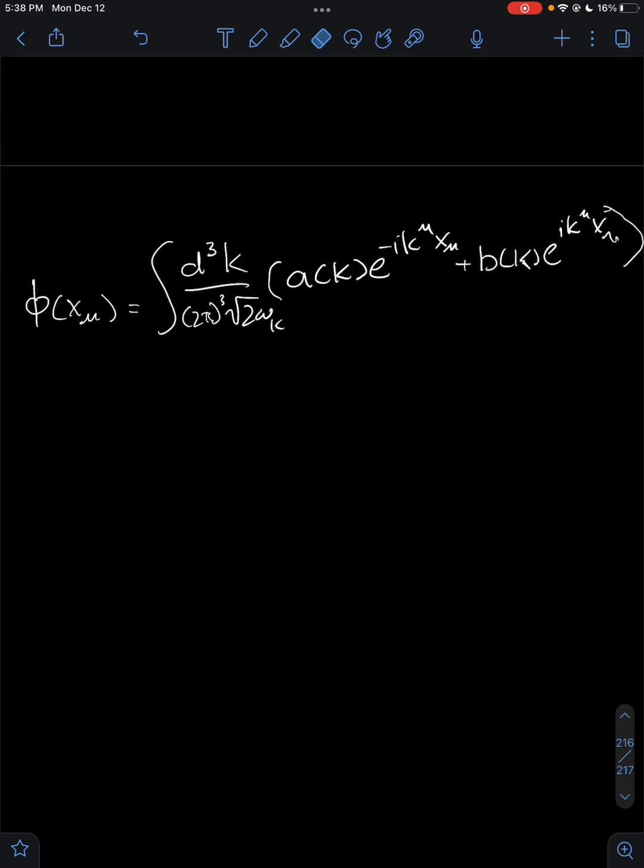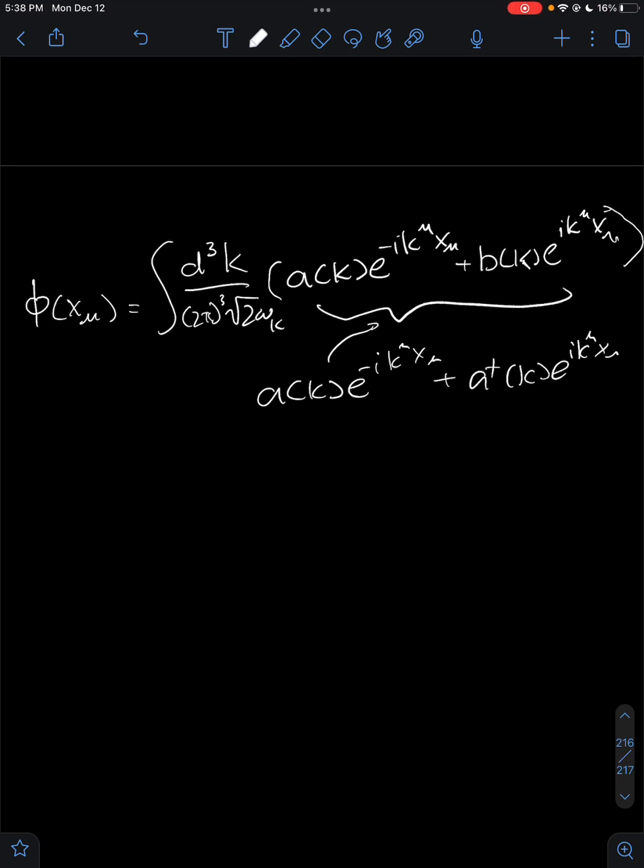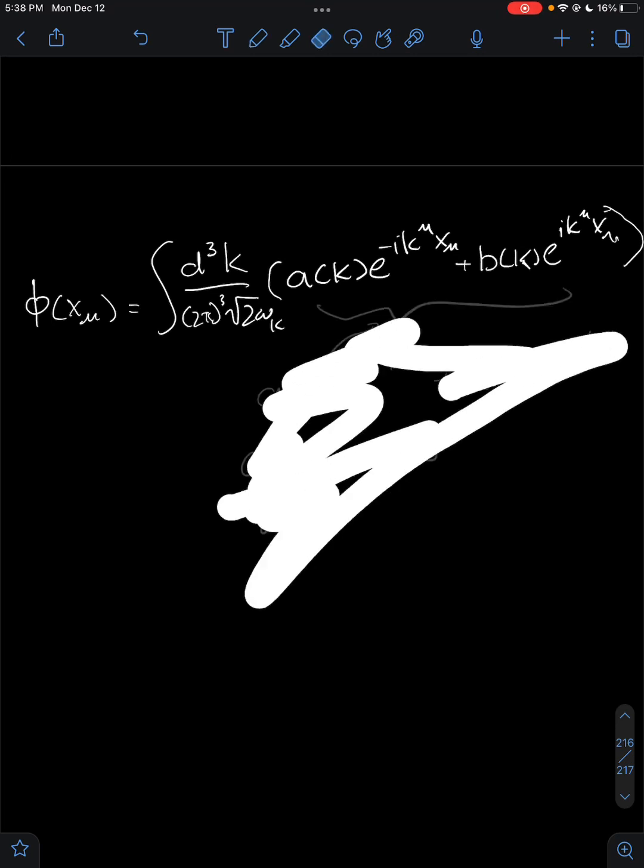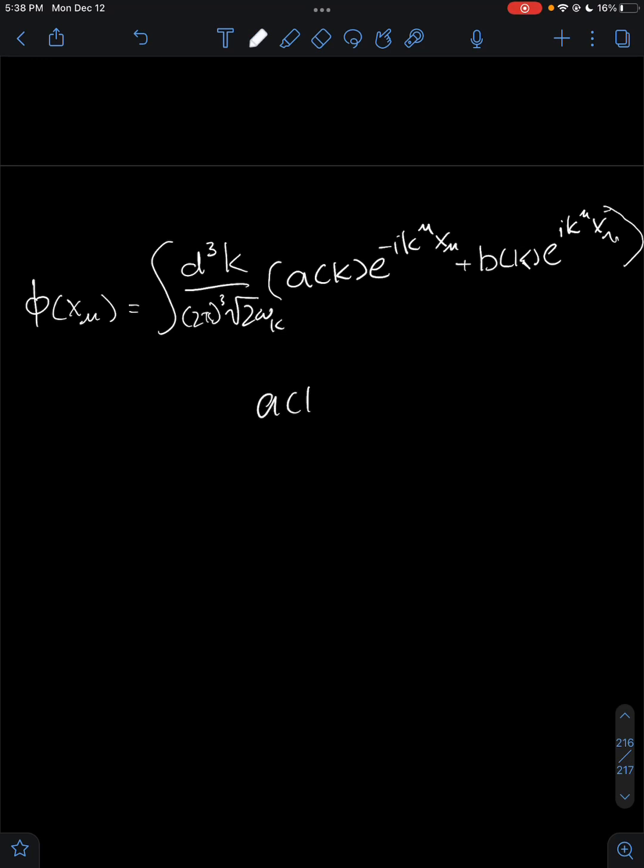So here we have the complex scalar field. The real scalar field had just a(k) e^{-ik_μ x^μ} plus a†(k) e^{ik_μ x^μ}. That was what was inside of this for the real scalar field. And we found out that a†(k) creates particles, and a(k) destroys them, right? But here, we don't have a(k) and a†(k) only anymore. We have a(k) and b(k) for the complex scalar field.